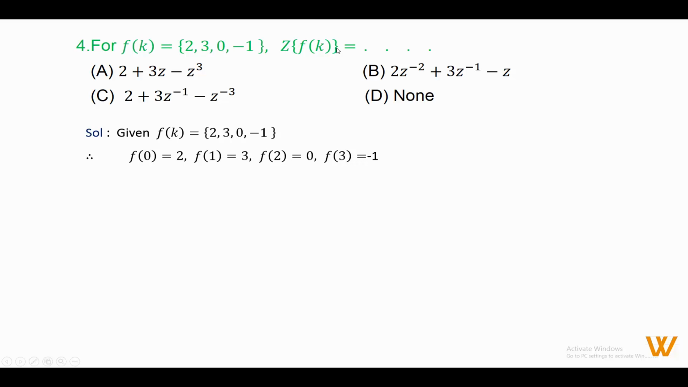and therefore Z transform of f of k equal to sigma k varies from minus infinity to plus infinity f of k z raised to minus k. Now here value of k is from 0 to 3, so is equal to sigma k varies from 0 to 3 f of k z raised to minus k.